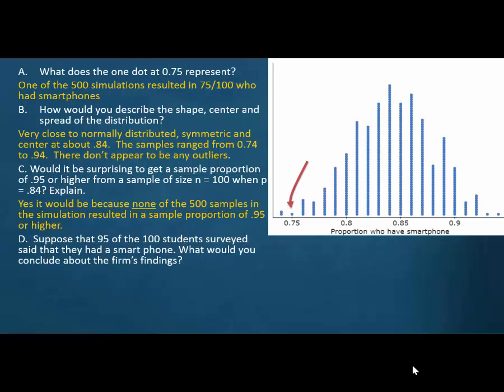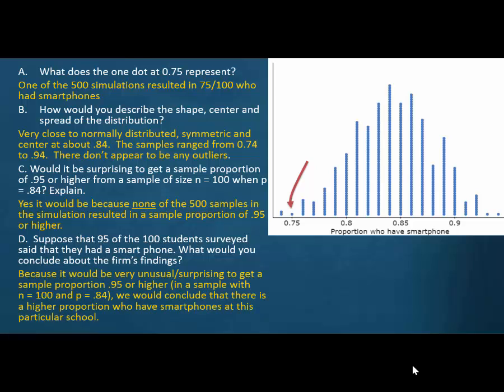Suppose that 95 of the 100 students surveyed said that they had a smartphone. What would you conclude about the firm's findings? Well, it would be very unusual, sometimes we use the word surprising, to get a sample proportion of 0.95, or anything higher than that, of course, in a sample where n equals 100 and p equals 0.84. So we would conclude that there is a higher proportion who have smartphones at this particular school.